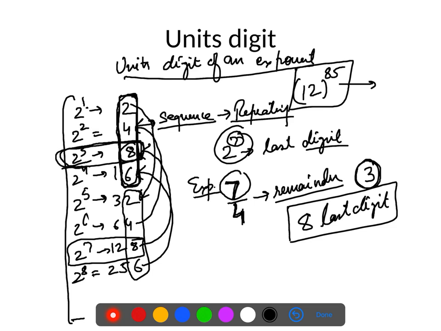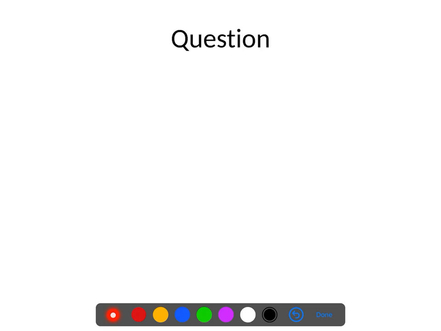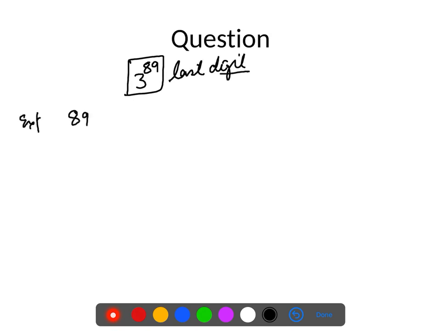If you are getting confused at any point, just rewind and repeat this video 2-3 times, you'll get a hang of things. Now let's say 3 raised to power 89. We need to find the last digit of this. So 89, the exponent, divided by 4. What is the remainder? Remainder is 1. So we just check for 3 raised to power 1. Last digit is going to be 3.